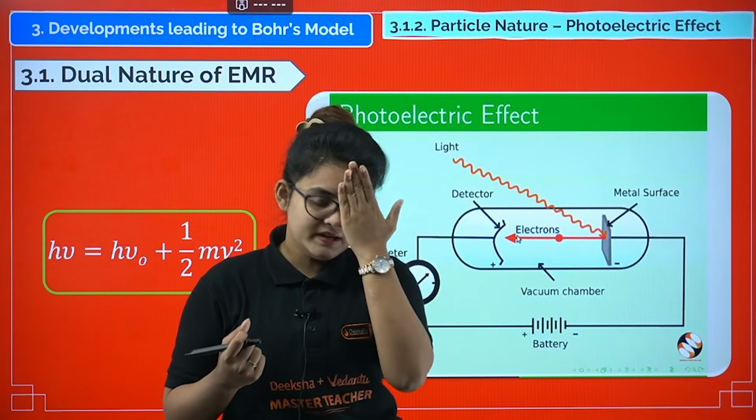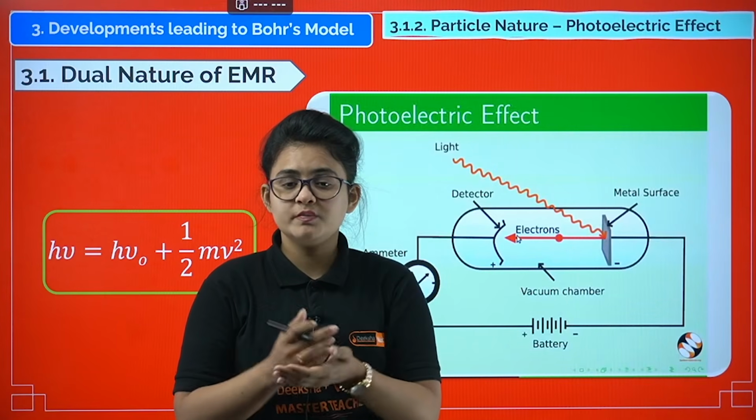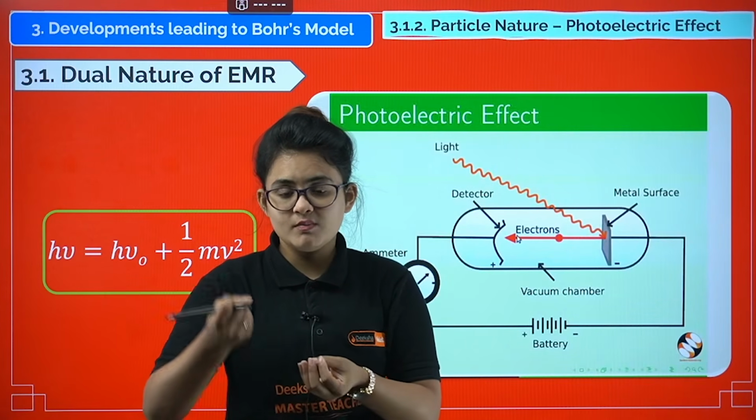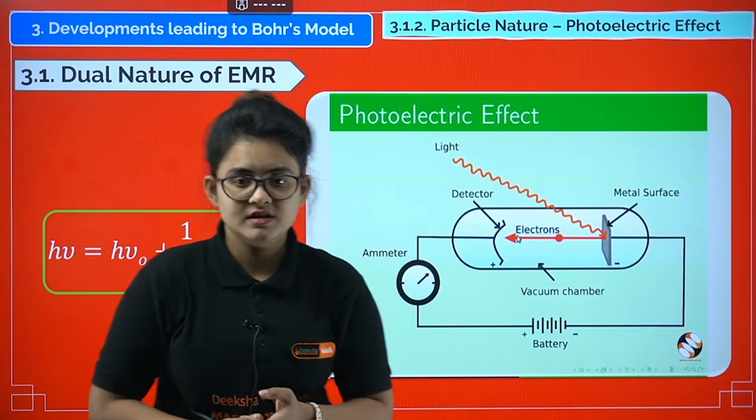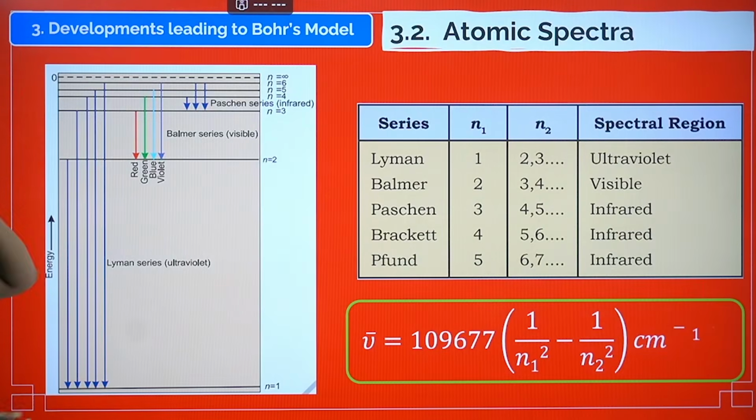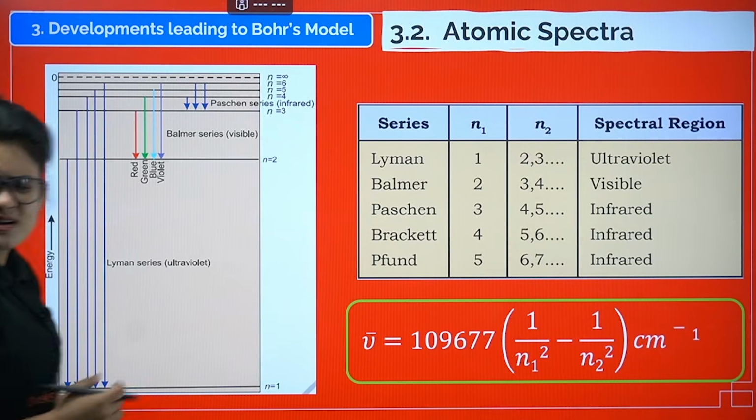So that threshold energy of the electron should be covered, and the electron will come out with a certain amount of kinetic energy. Okay, so let's go ahead. Here we are going to discuss the development that leads towards Bohr's model. Here we will discuss the Lyman, Balmer, Paschen, Brackett, Pfund series. So what is the concept basically?